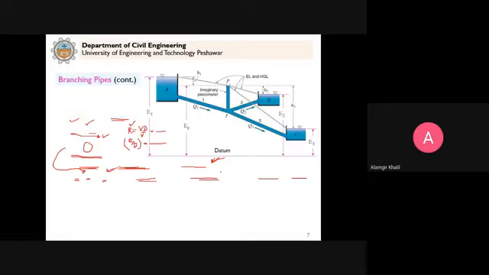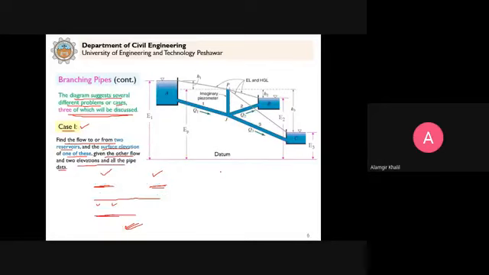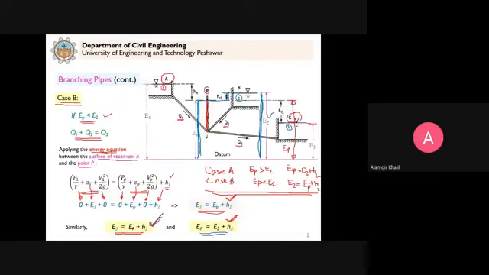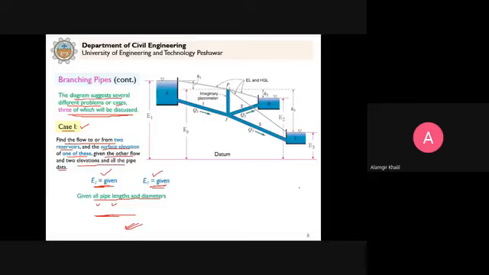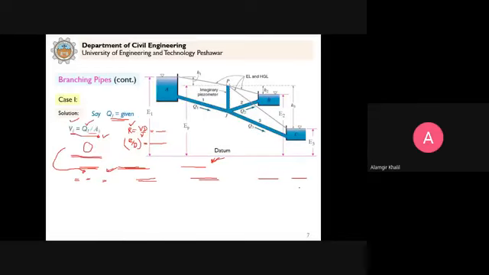For example, I go back here. You can see here case A or case B. So if EP is greater than E2, use this equation. If EP is less than E2, use this equation. Clear? So we can calculate H2.